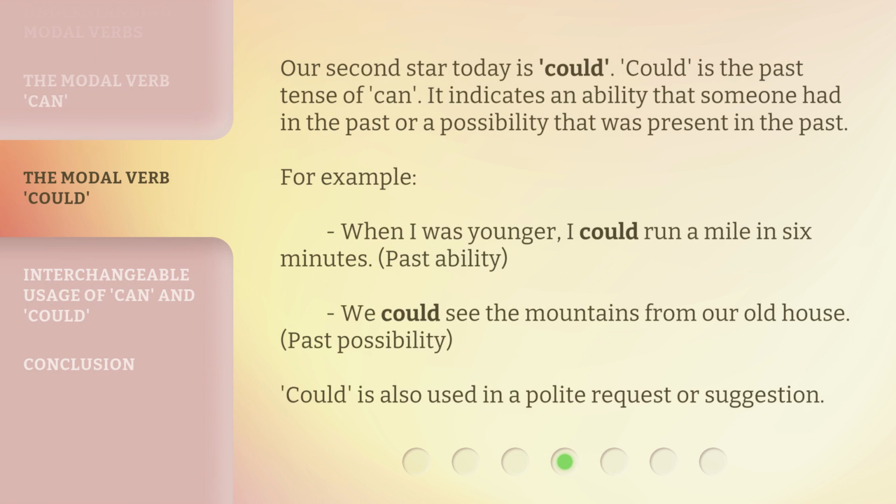Our second star today is could. Could is the past tense of can. It indicates an ability that someone had in the past or a possibility that was present in the past. For example, when I was younger, I could run a mile in 6 minutes. Past ability. We could see the mountains from our old house. Past possibility. Could is also used in a polite request or suggestion.